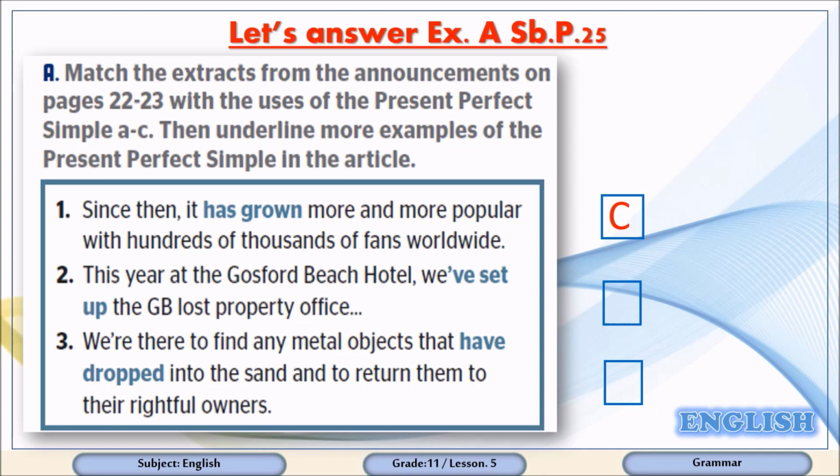2. This year at the Gosford Beach Hotel, we have set up the JB Lost Property Office. It goes with indication B. Number 3. We are there to find any metal objects that have dropped into the sand and to return them to the rightful owners. It goes with indication A.